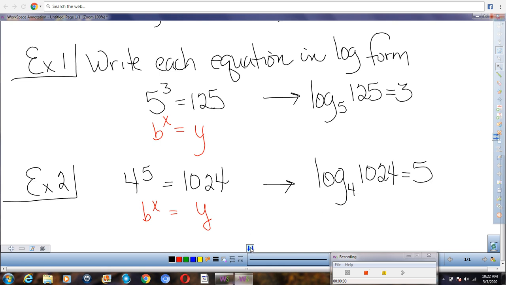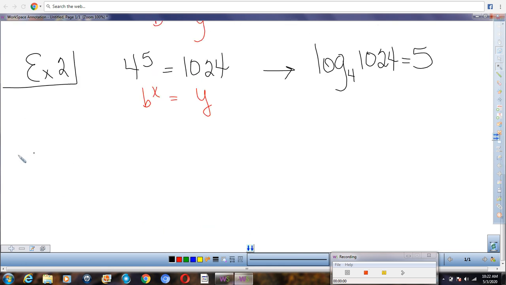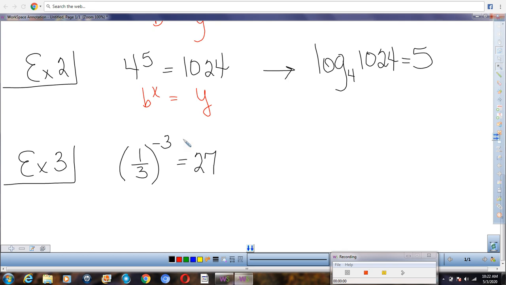Let's try another one. Let's get it just a little bit tougher today. How about example number 3? Let's say we have 1/3 raised to the exponent of -3 equals 27. Again, this is a true statement. Remember that a negative exponent flips this. So this is really 3 to the 3rd power, or 27. We're still going to rewrite it like this in log form.